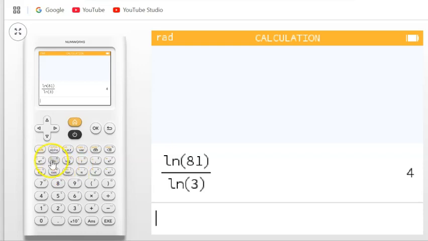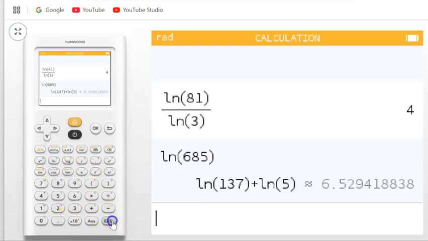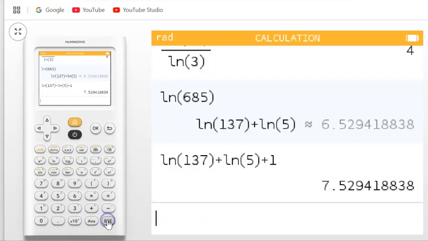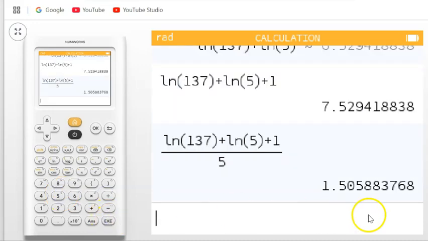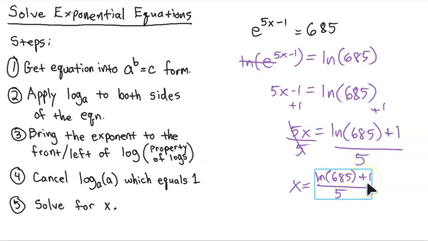And so I'm going to do the natural log of 685, press enter. Then I'm going to take my answer and do plus 1, enter. And now I'm going to take my answer and divide it by 5. And I wind up with 1.506 rounded. So this is going to be x is equal to 1.506. Let's try another example.